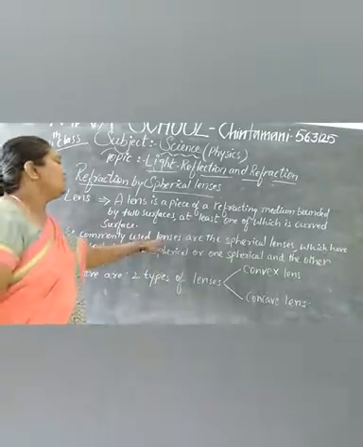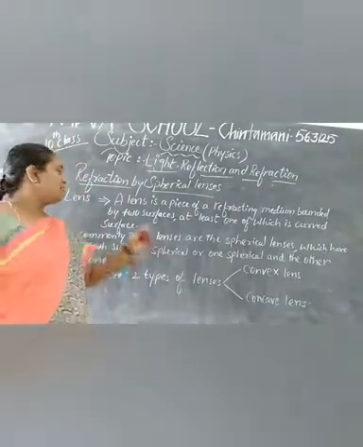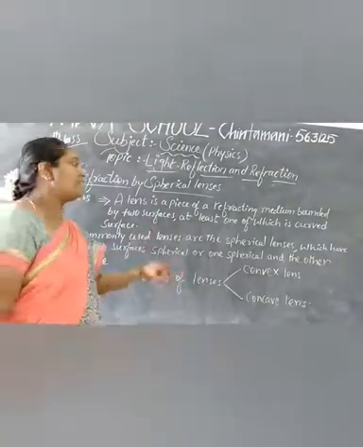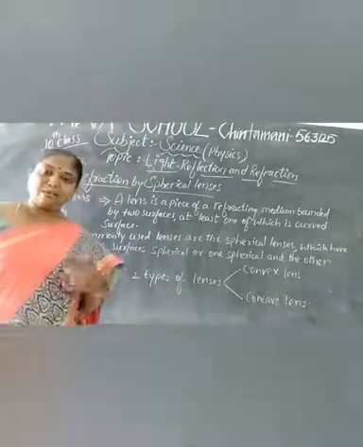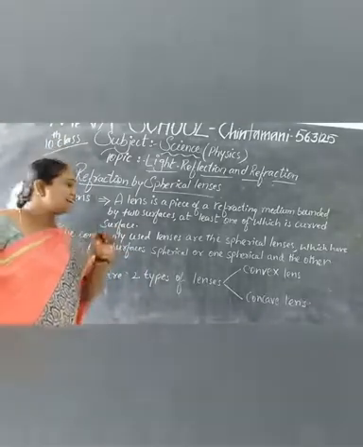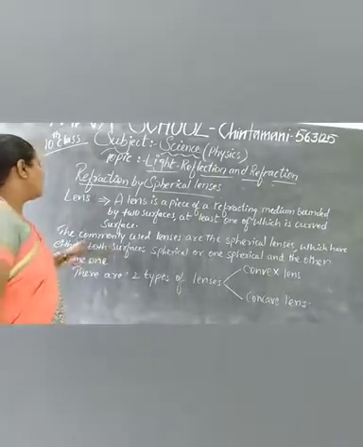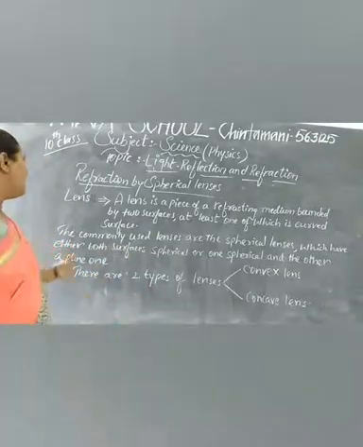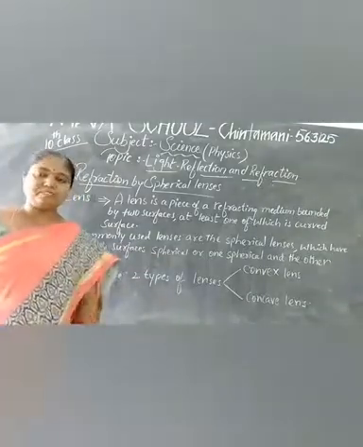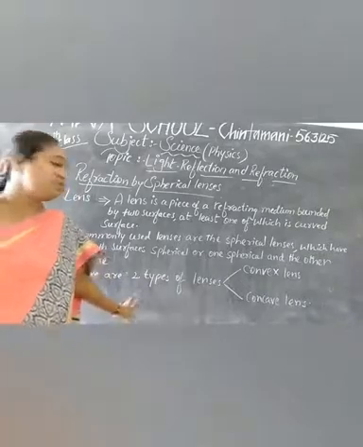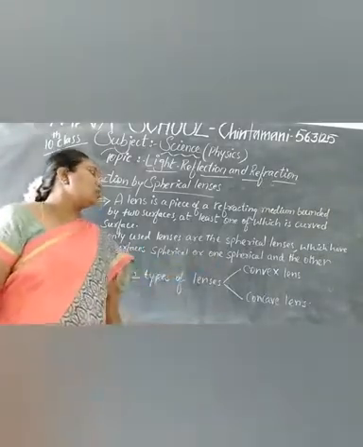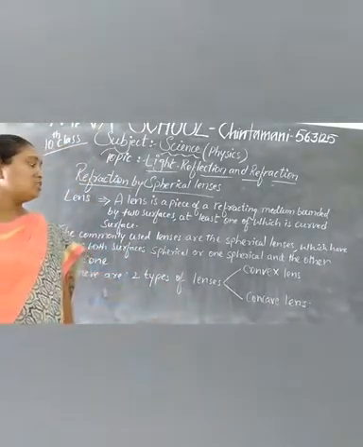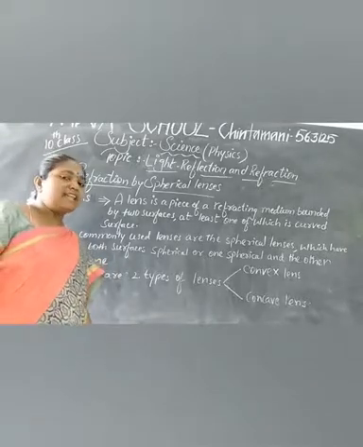The commonly used lenses are the spherical lenses, which have either both surfaces spherical or one spherical and the other plain. So, we are using the spherical lenses only. And in this, we have two types of lenses, that is the convex lens and the concave lens. Now, let me study about the concave lens and the convex lens.